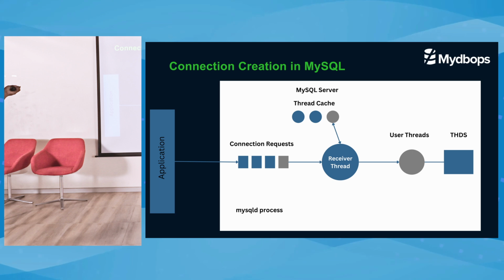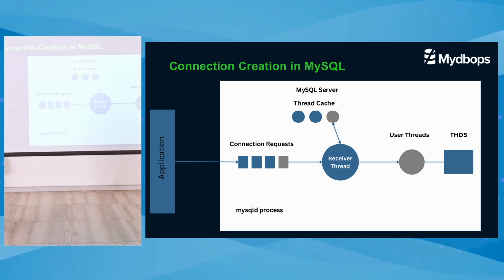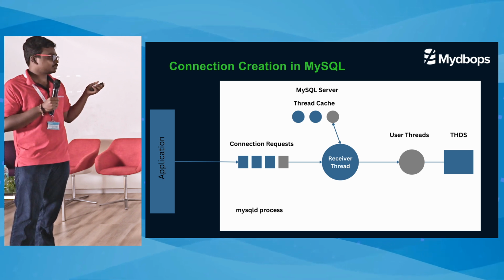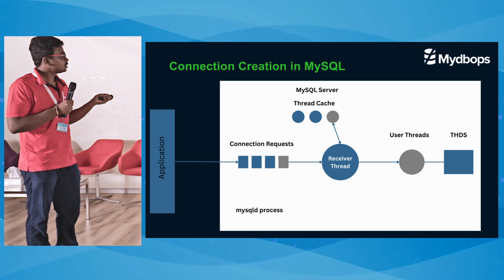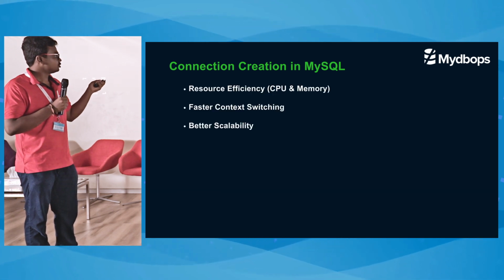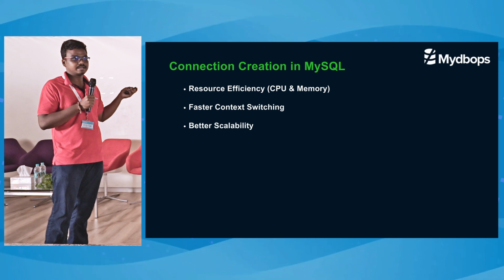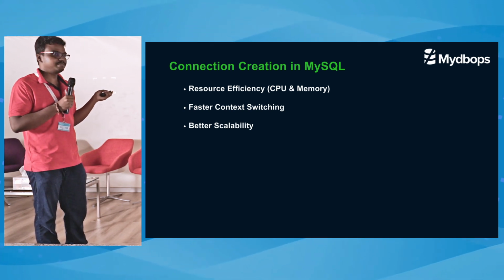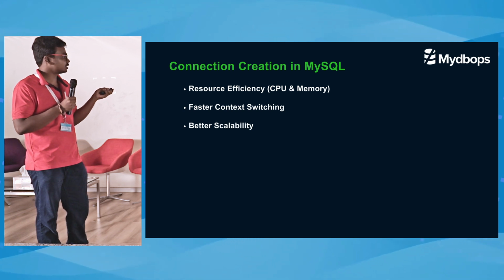Okay, so this is completely based on threads, and MySQL has an inbuilt thread cache. PostgreSQL doesn't use threads, and it doesn't have a thread cache either. So these are some of the disadvantages. The advantage of using threads is that it won't use that much memory or CPU when we are creating a large number of connections, and context switching will be very fast. Thread context switching is much faster than process context switching.